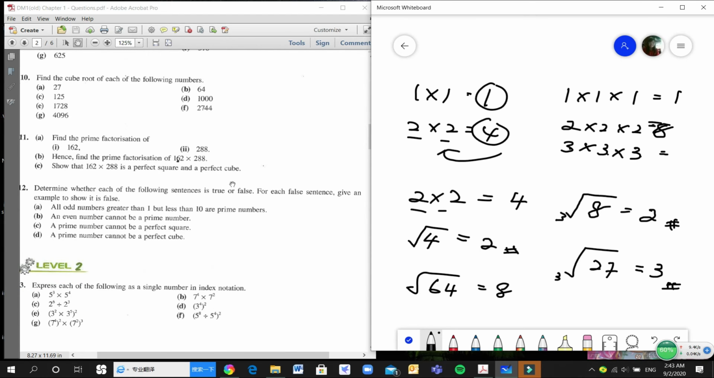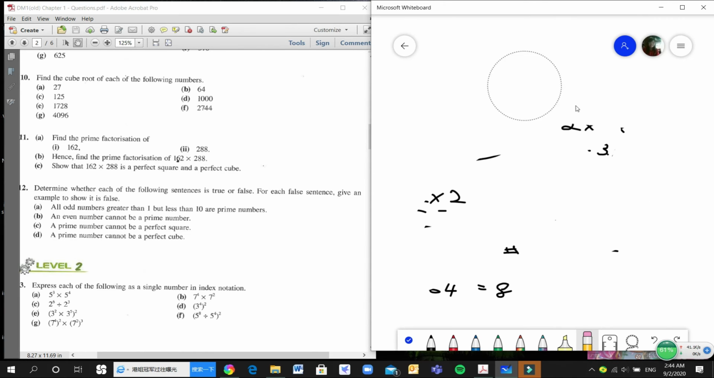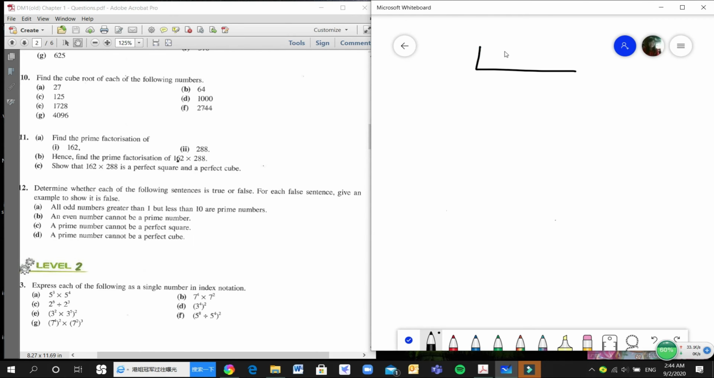Now let's look at question 11. Find the prime factorization of 162. So, okay, you can use this method.